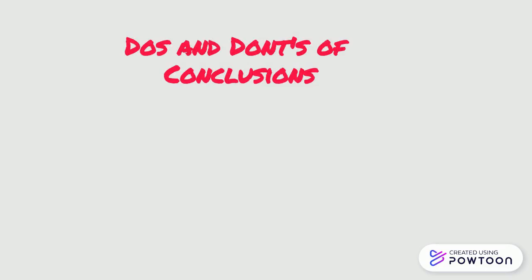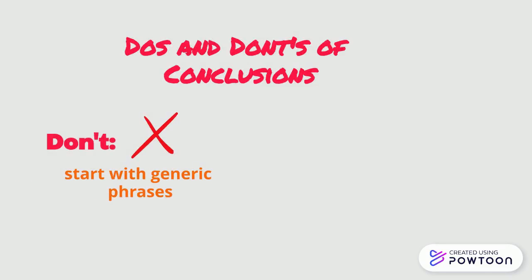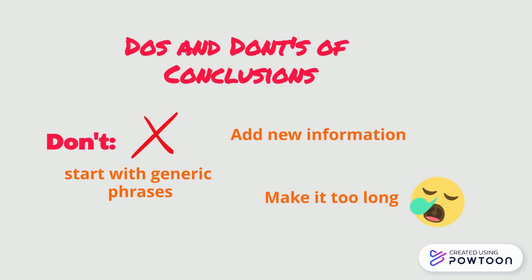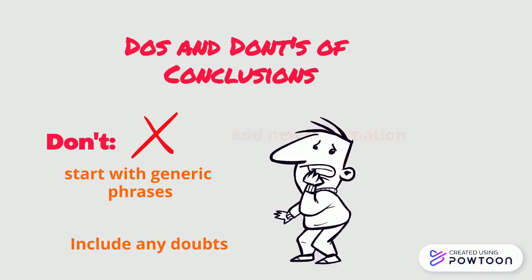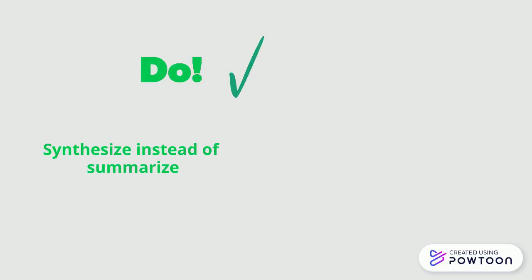Now, let's talk about the do's and don'ts when it comes to writing a conclusion. Don't start your conclusion with generic and obvious opening phrases like "in conclusion" or "in summary." Don't add new information. Don't make it too long or elaborate. We're trying to leave your reader with a good impression, remember? And don't include any doubts. This undermines your authority.